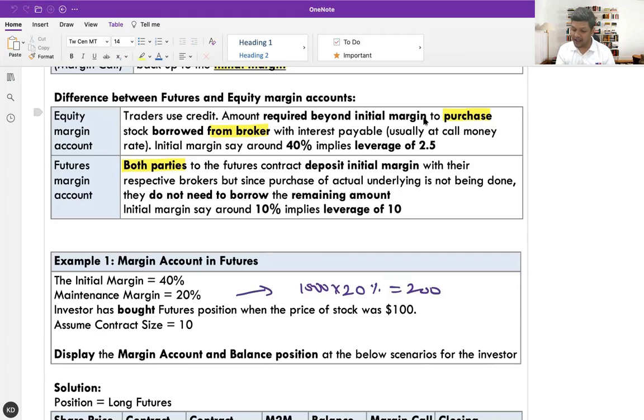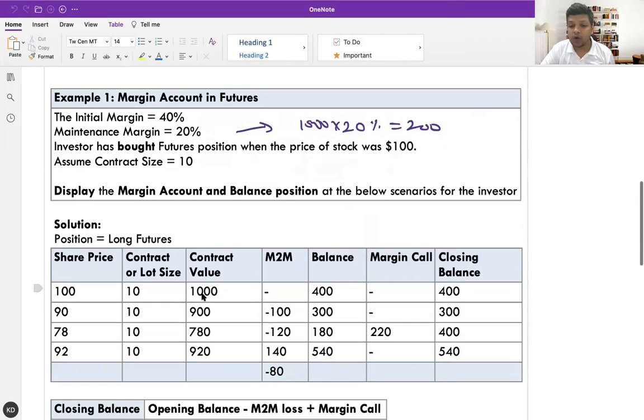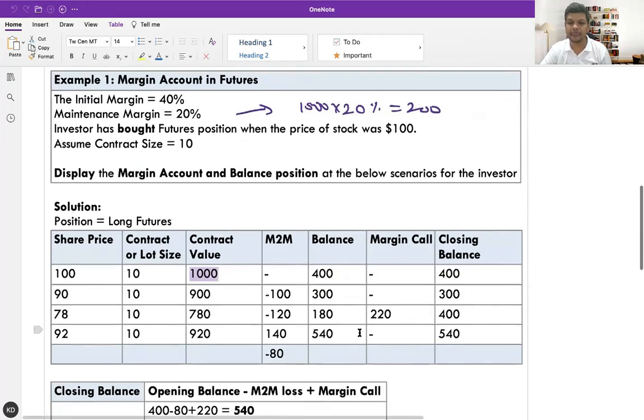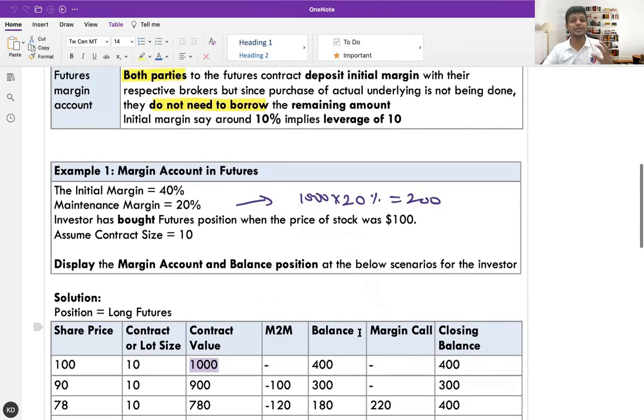But since purchase of actual underlying is not done, they do not need to borrow. So they don't have to borrow because they don't have to pay the entire contract value. Clear? You don't have to pay the entire $1,000 ever. You just have to pay the difference. Clear? So here, my borrowing is not going to be for the entire $1,000.